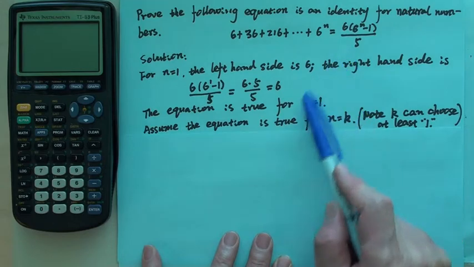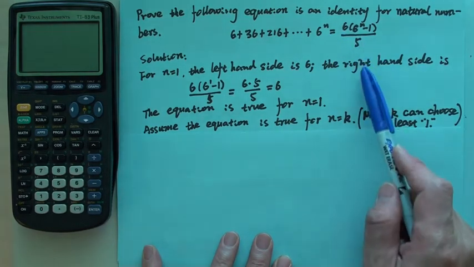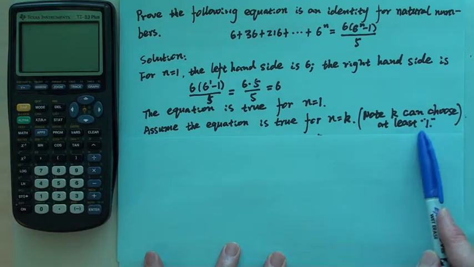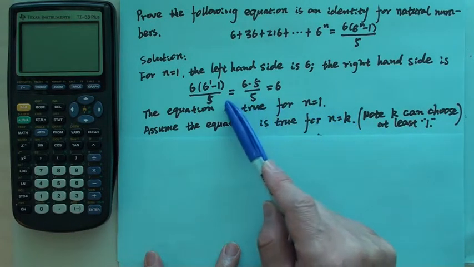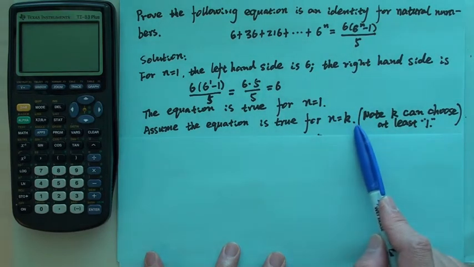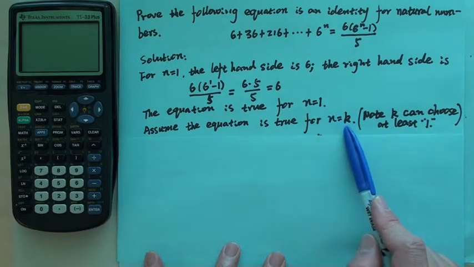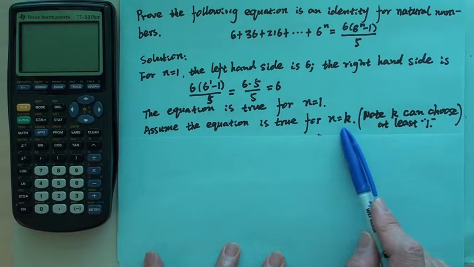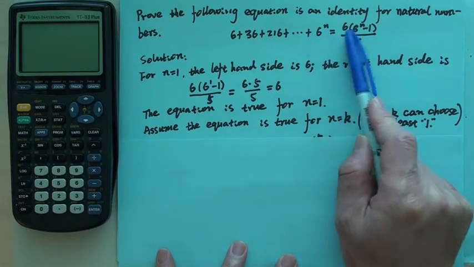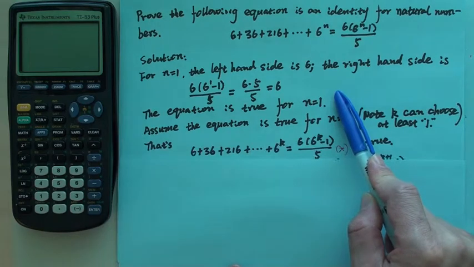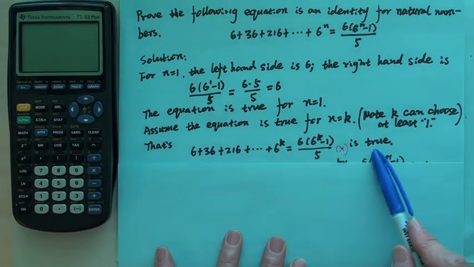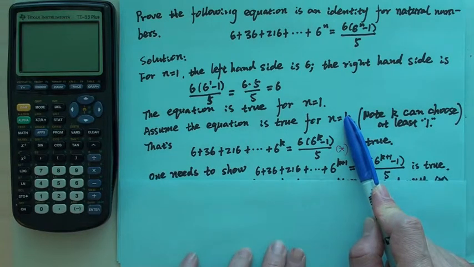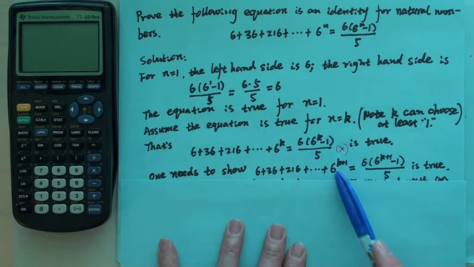We assume the equation is true for n equals k. So you replace n with k. Please note right here, k can be at least 1, because we have proved this is true for n equals 1. So we let k be 1 at least. So this one is valid. Assume the equation is true for n equals k. Then we replace n with k. So we may say this is true. Now, if this is true, we want to prove that this is also true for k plus 1.